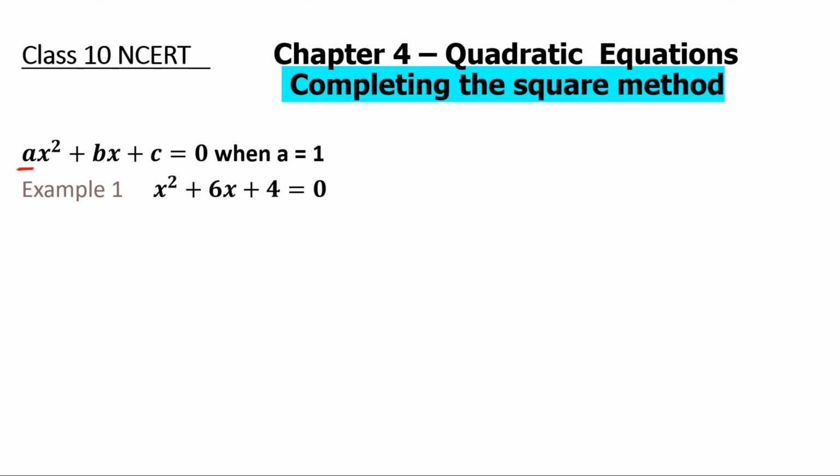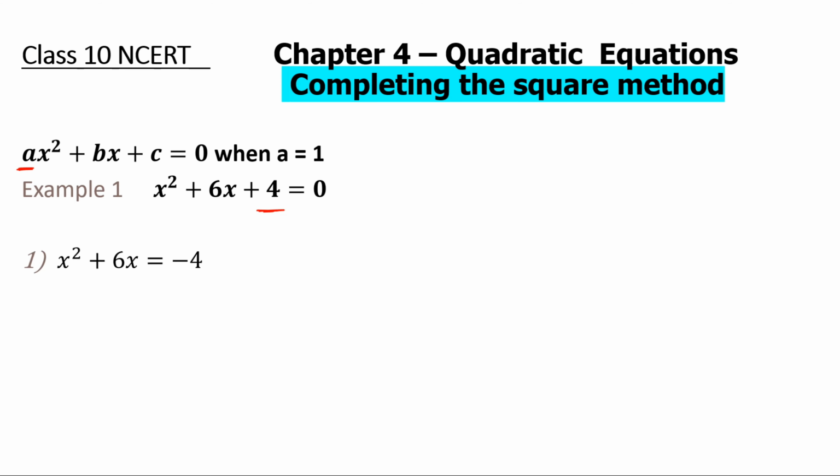So I have taken this example of x squared plus 6x plus 4 equals 0. We are going to follow a few steps that would make this method very easy. First, take the constant term to the right hand side. The constant term is 4. Take it to the right hand side.